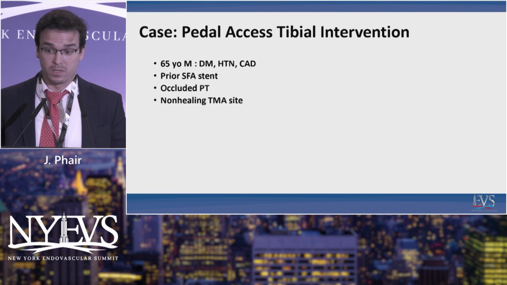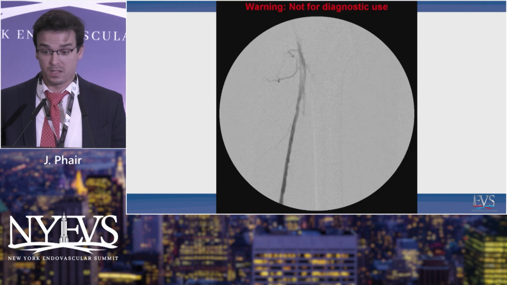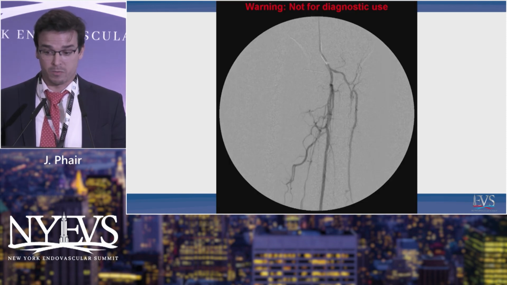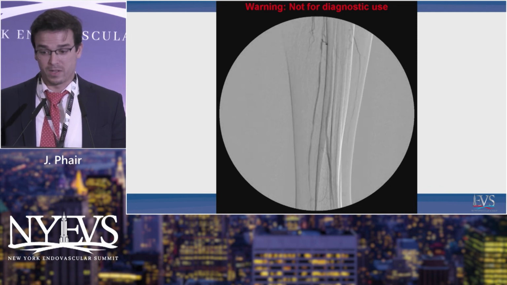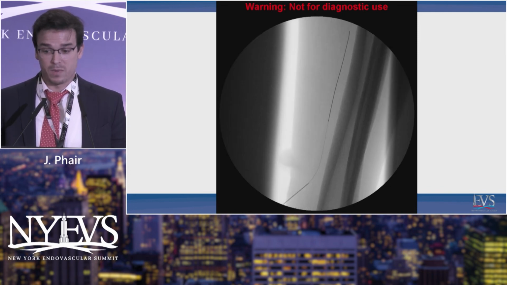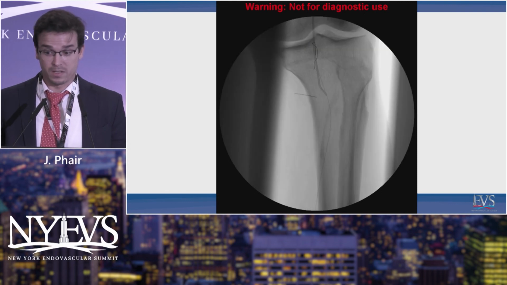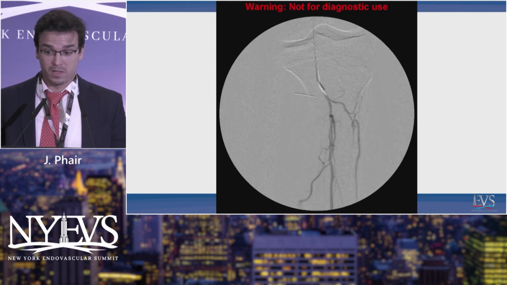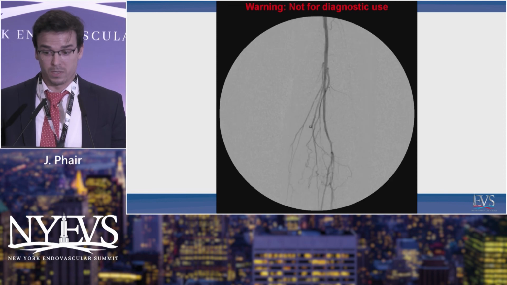And then this is a pedal access tibial intervention, prior SFA stents, occluded PT, non-healing TMA site. And so as you see, access from above and below. We see AT that occludes, the peroneal is the primary vessel, and then the PT comes back. What we did is stuck the PT, came up, the wire passed very easily, snared it from above, and we were able to do plain balloon angioplasty with good flow into the foot.